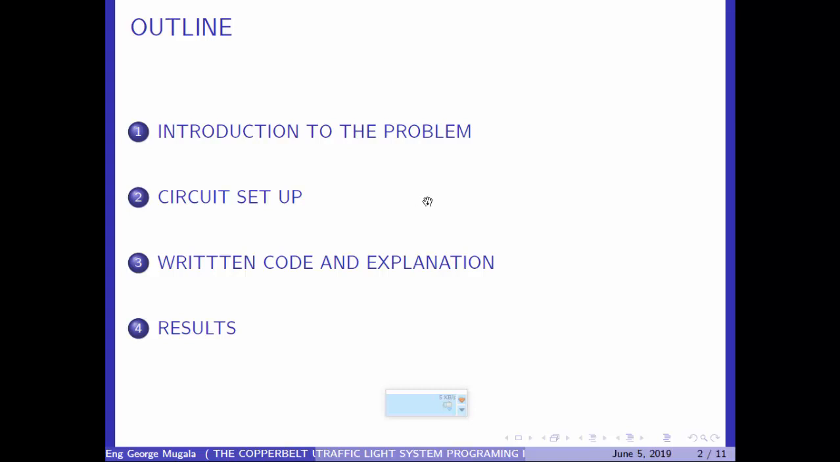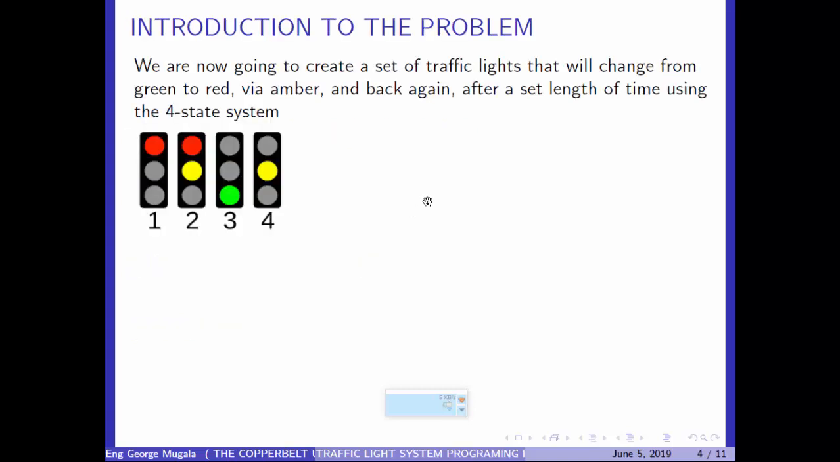Now, of course, there's an introduction to the problem, then circuit setup, reading code, and then the results. So what are the first things? We're going now to create a set of traffic lights that will change from green to red, then to red via amber, and back again after a set length of time using the 4-state system. All right, so we basically have that.